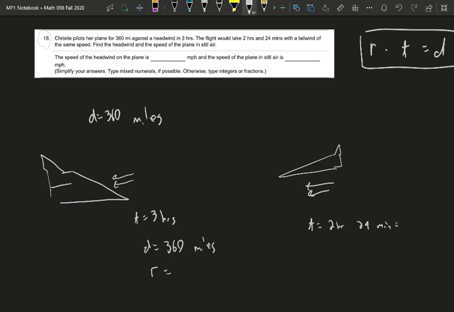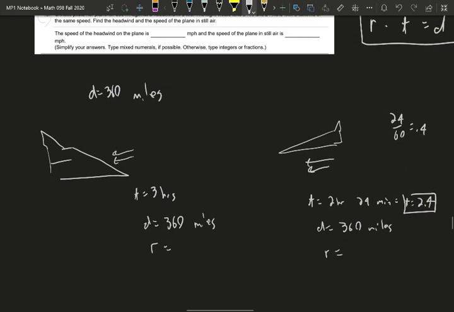Now let's put that into a decimal. I know there's 60 minutes in an hour, so 24 out of 60 is going to give me 0.4. So my time is going to equal 2.4. All right, my distance is still going to be 360 miles. That did not change. And we still don't know the rate, okay? But here's what we do know about the rate.